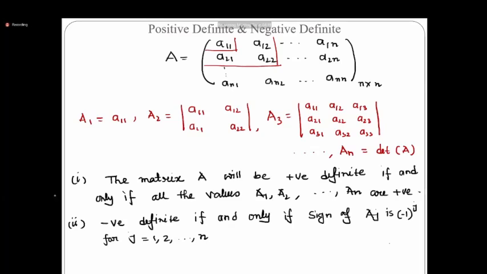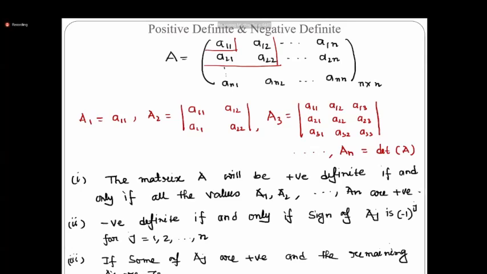Okay, I'm writing it for you. Third one: if some of the principal minors A_J are positive and the remaining A_J are 0, then the matrix A will be positive semi-definite.